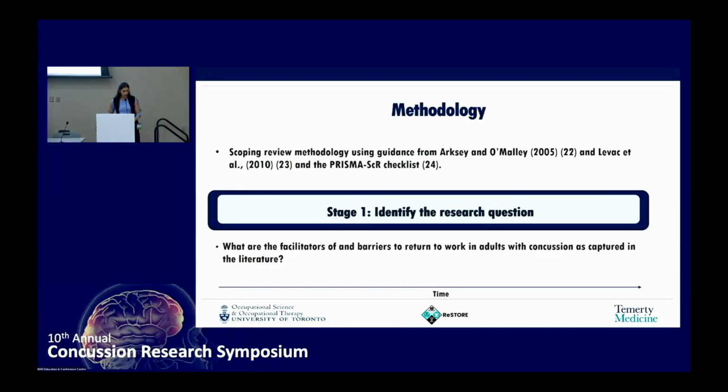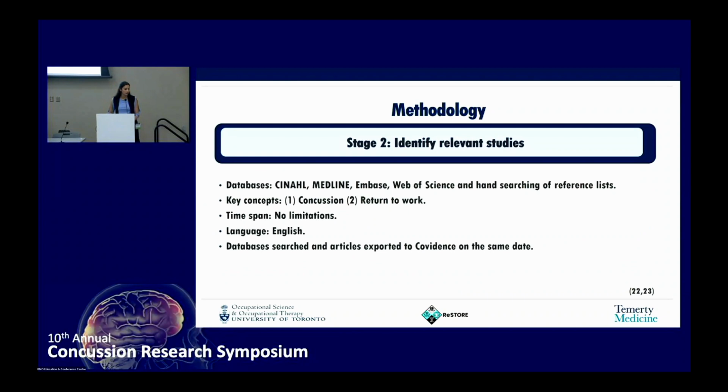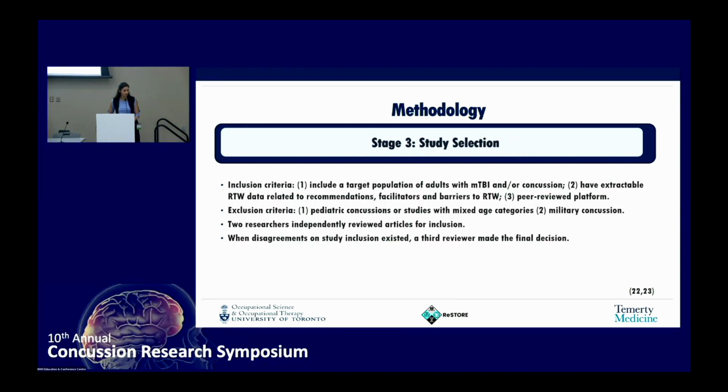So for the methods, we used scoping review methodology using guidance from our colleagues, Arksey and O'Malley, Levac et al., as well as the PRISMA checklist. Our first step was to identify the research question, which is: what are the facilitators of and barriers to return to work in adults with concussion as captured in the literature? Our second step was to identify relevant studies. So we searched the following databases, and our key concepts were concussion and return to work. There were no limitations in time span, and we searched English language articles.